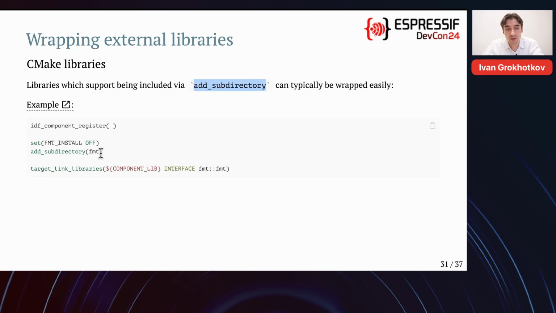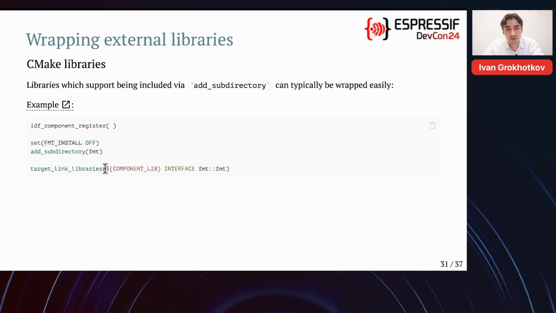You put the library into a subdirectory of your component, either using a Git submodule or just downloading the source code. You can also download the source code during the build process. You register the component as an empty component that doesn't contain anything, and then you add that downloaded library using add subdirectory command. Sometimes you have to specify additional options. These will depend on the specific library that you're adding. In this example, I'm adding the FMT library, and FMT library has a specific option to disable the installation features.